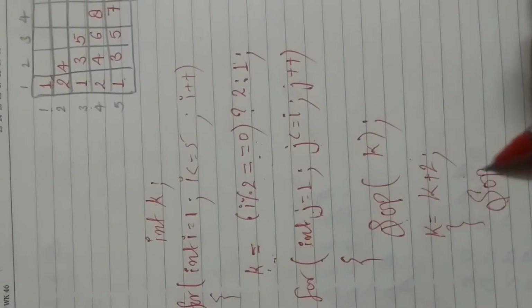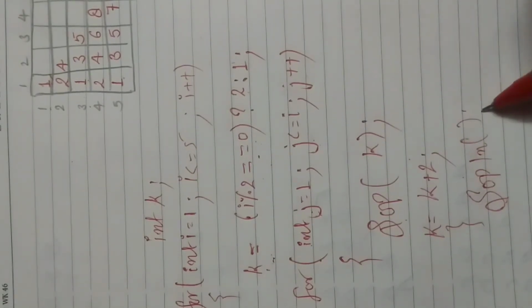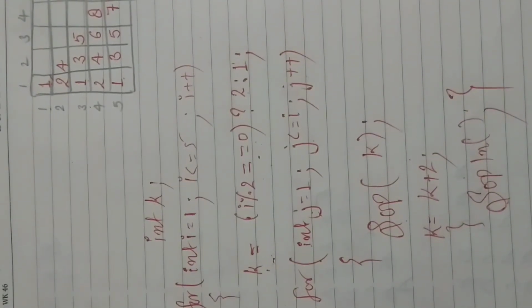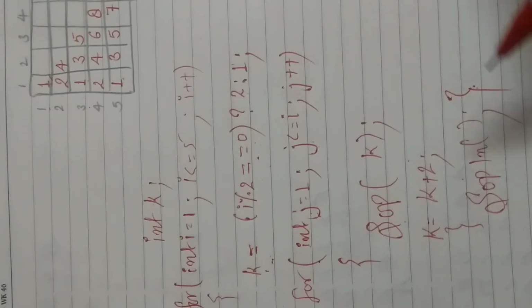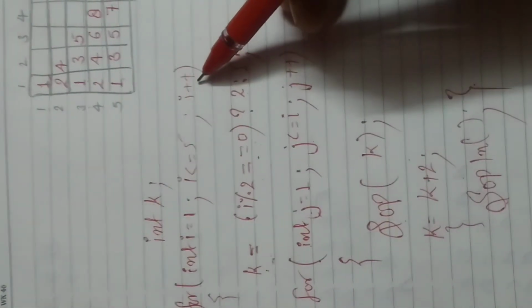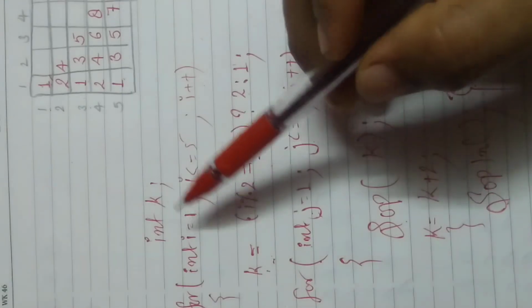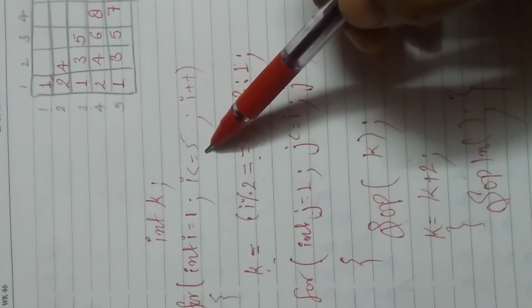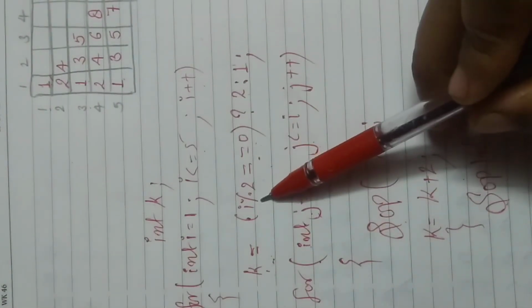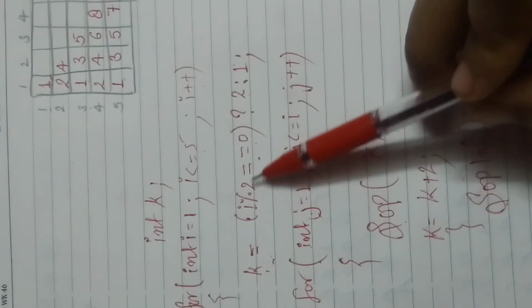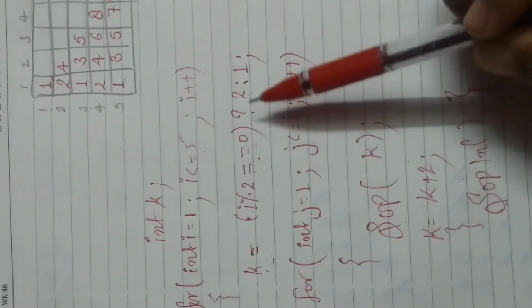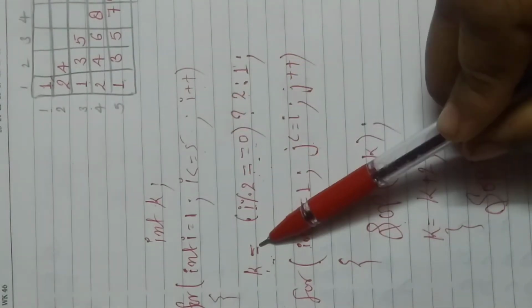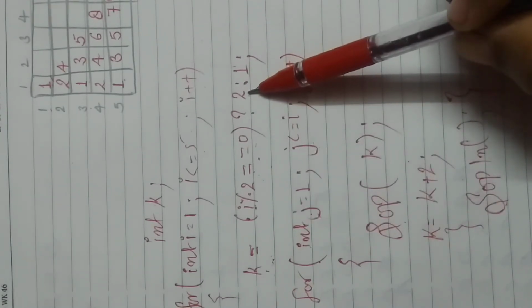After coming out of the loop, here is the SOPLN statement for a new line. After the new line, the curly braces of the outer loop close. Then control comes here and increases the I value. Now I value is 2. 2 is less than 5, the condition is true. Control comes here. 2 mod 2 is equals to 0, so this condition is true, and in K value it stores 2.